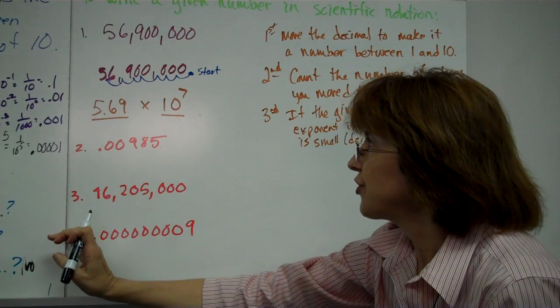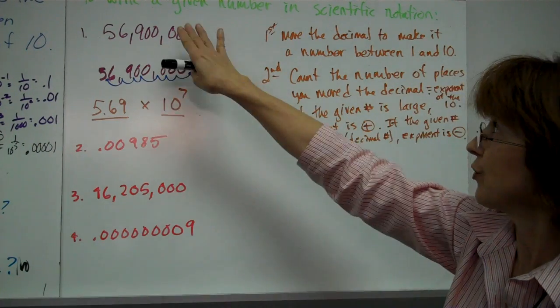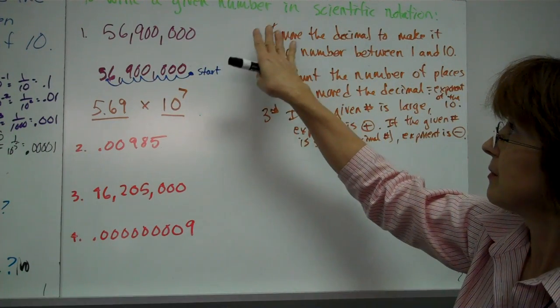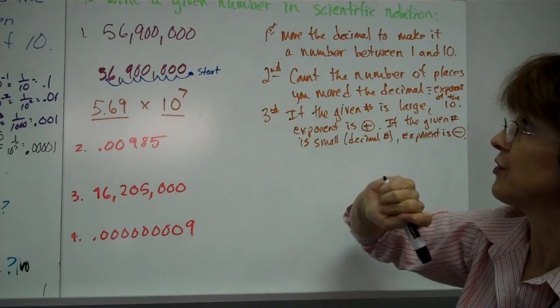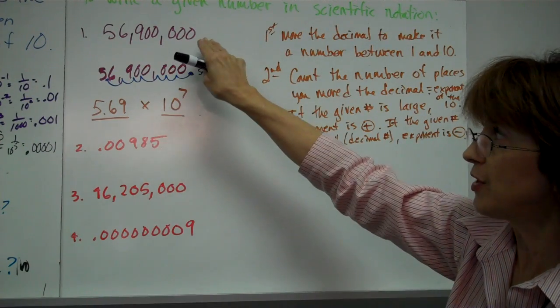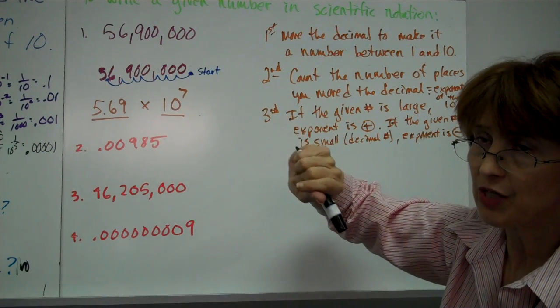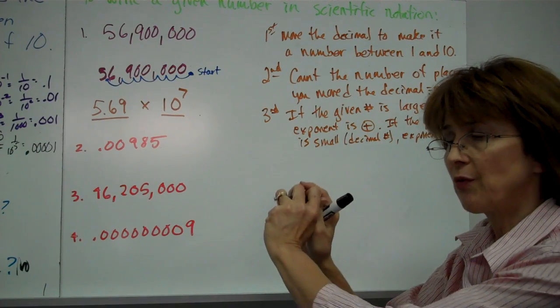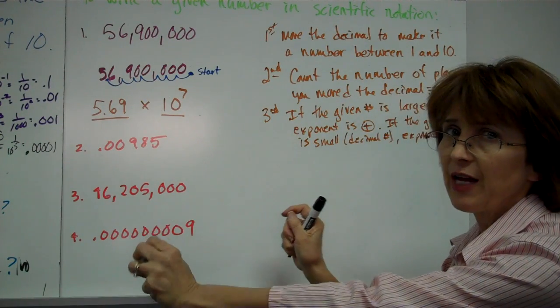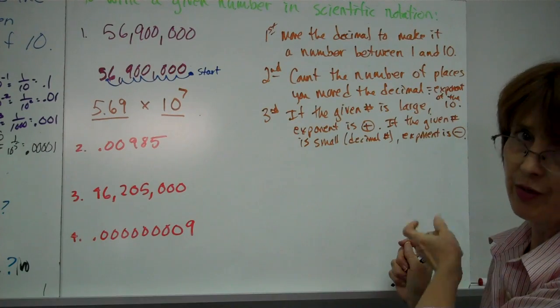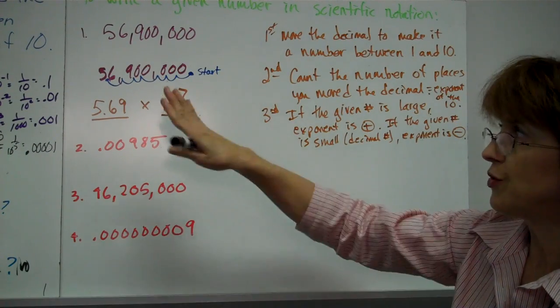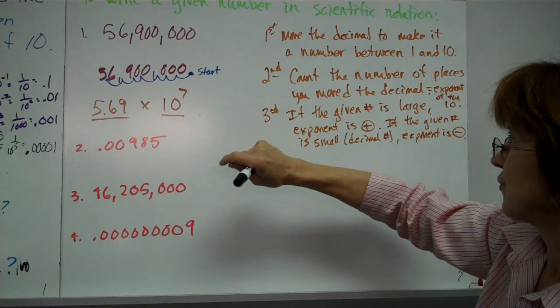All right, now what we have to do is learn how to write a given number in scientific notation. Okay, so given a regular number, how are we going to make that into scientific notation? And then we're going to learn how to take a number given in scientific notation and put that back to a regular number, which we call standard form. Okay, so we'll do the first one first, getting it into scientific notation.